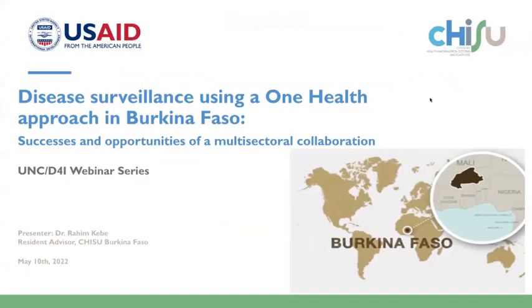I'm Rahim Kebe, the resident advisor of CHISU in Burkina Faso. CHISU stands for Country Health Information System and Data Use Program. It is a pleasure to share this experience of disease surveillance using the One Health approach in Burkina. This approach has proved to be an important tool in multisectoral collaboration. For that reason, I have decided to focus my presentation on the successes and opportunities that it presents for the response to epidemic diseases.